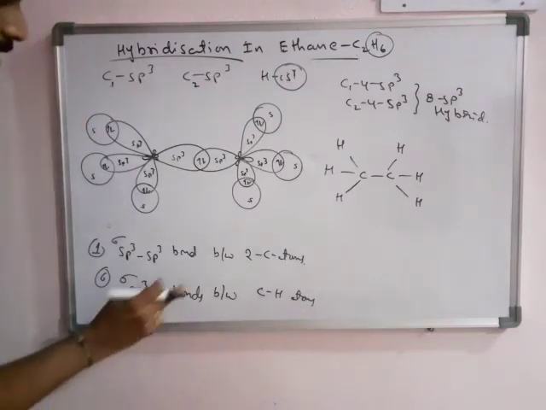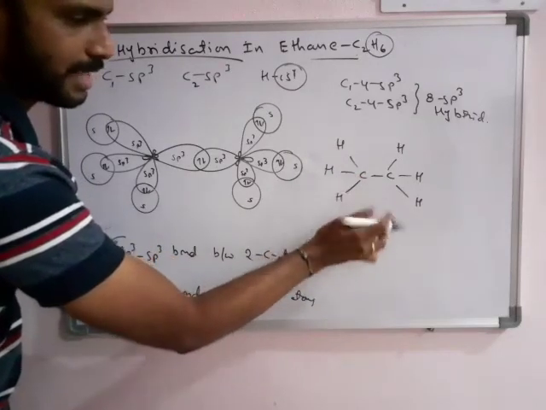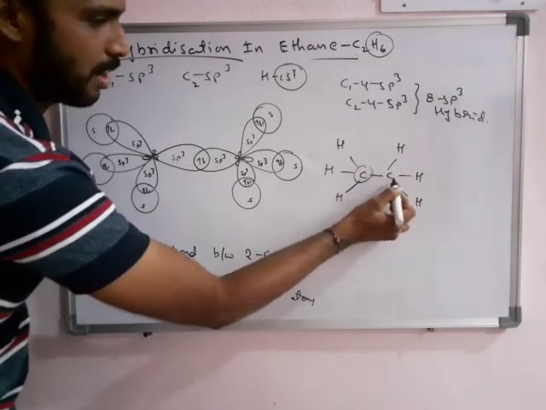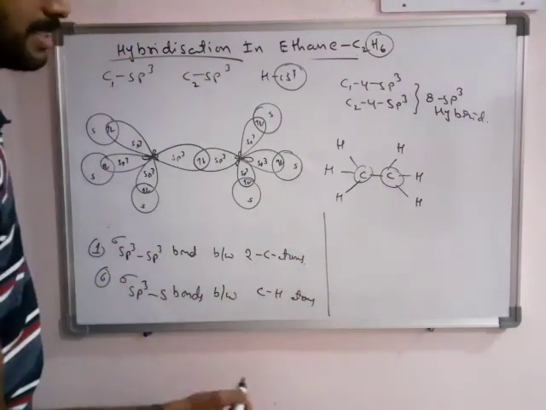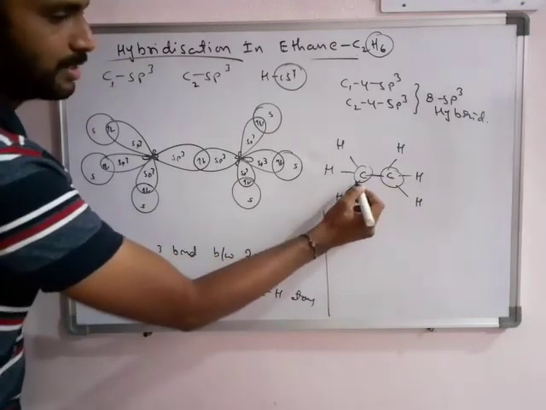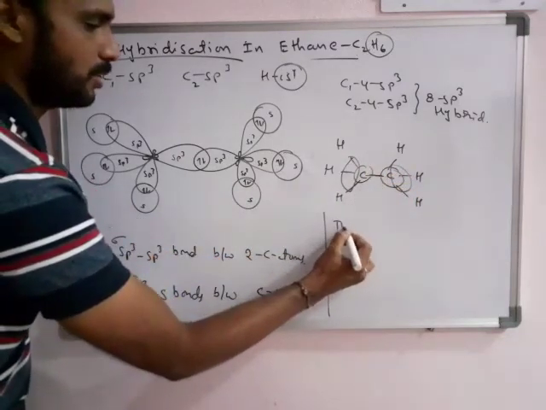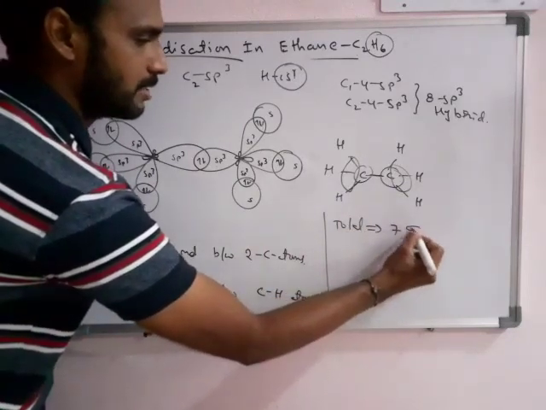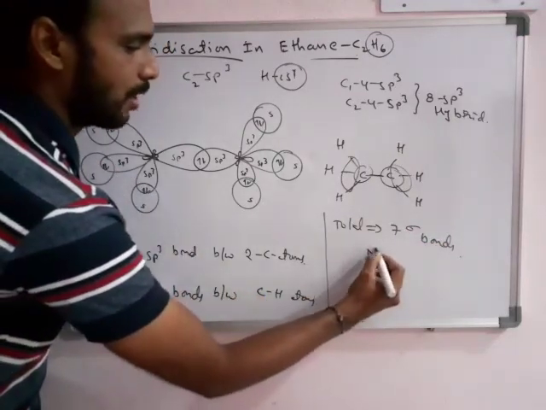Okay. So now this carbon has 1, 2, 3, 4 bonds. It is totally satisfied. This carbon also has 4 sigma bonds, totally 4 bonds. It is also satisfied. How many sigma bonds are present in total? One is the sigma sp3-sp3 bond, and the other 6 are sigma sp3-s bonds. There are totally 7 sigma bonds present, and there are no pi bonds.